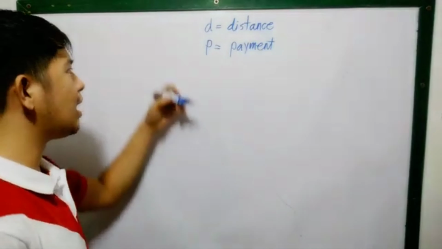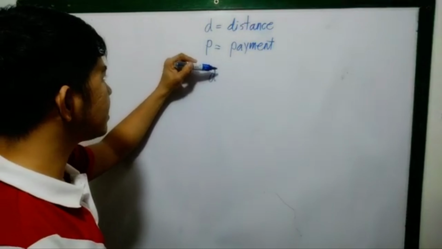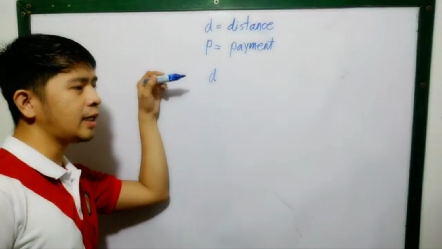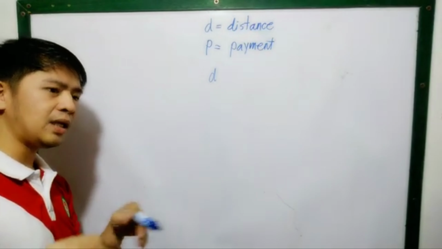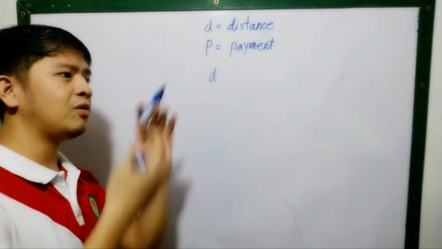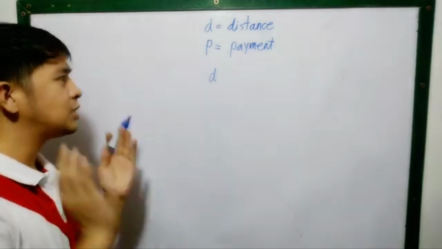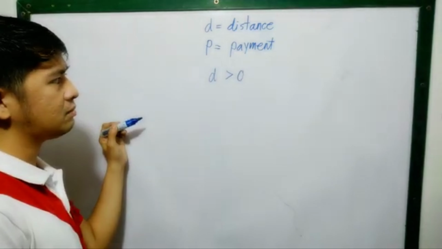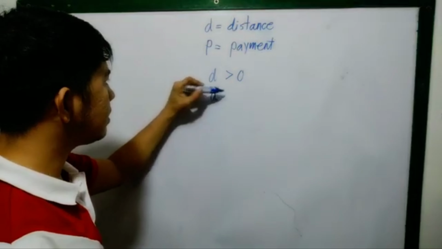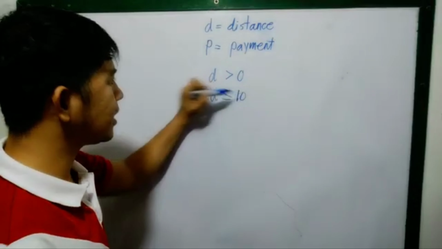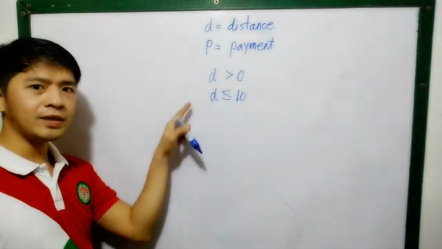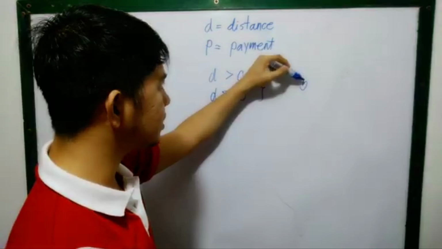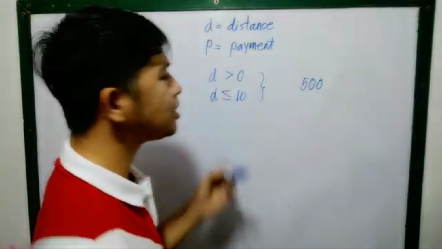So, sinabi doon kanina, kapag ang distance ay mula sa, wag na natin isama si 0 kasi, syempre, kunyari, hindi ka na nga nag-travel, hindi na umandar yung car, pero magbabayad ka pa rin ba ng 500? So, gawin natin, when D is greater than 0, but less than or equal to 10 kilometers. So, ito yung first na case natin. Kapag ganyan, ang gagawin ng passenger, magbabayad ng 500 pesos.